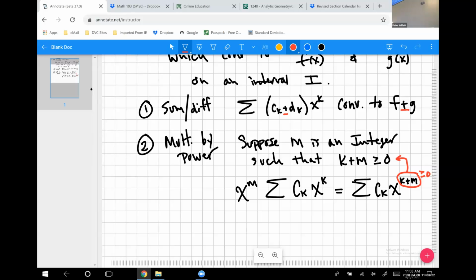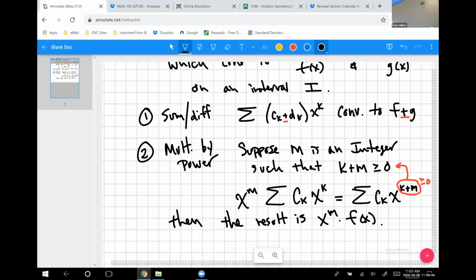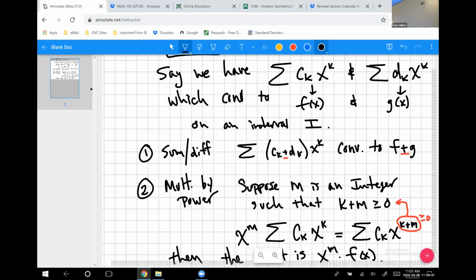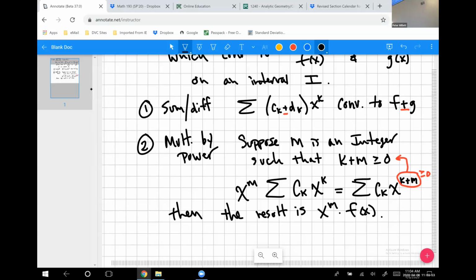So if that's the case, then the result is x to the m times the convergent value of x for the function that you had before. Again, this is the same notation that we set up in the beginning of the theorem. We know that the c sub k's converge to f. So if we take the c sub k's and multiply them by x to the m, then that converges to x to the m times the f of x thing that it converges to.